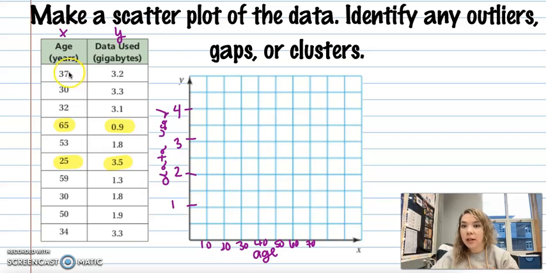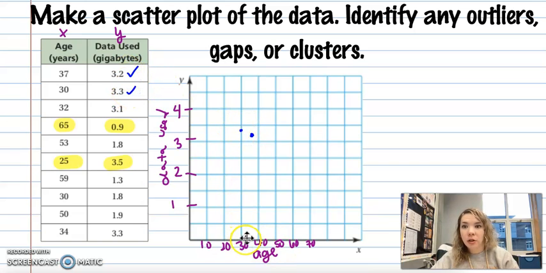This person is 37 and used 3.2 gigabytes. So 37 would be in between 30 and 40, closer to 40, and then 3.2 would be a little bit above 3. You are doing a little bit of estimating where these points go, but you want to try to be as accurate as possible. I'm done with this one. I'm just going to check it off so I can still see what it was, but I know that I've done that one already. 30 would be right on the 30 grid line, and then 3.3 would be right around here, just below that 3.5.